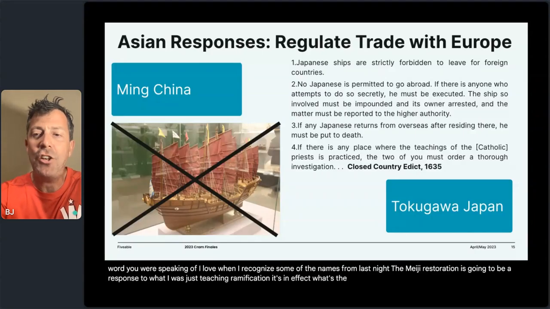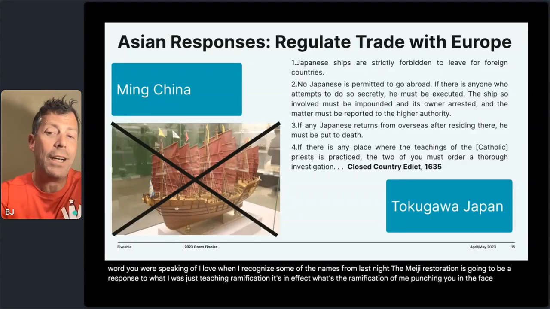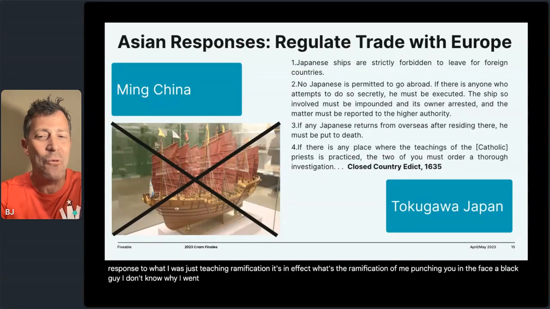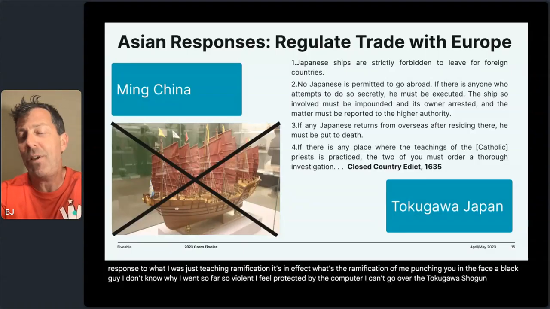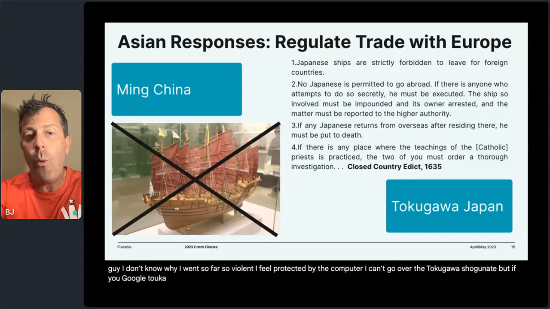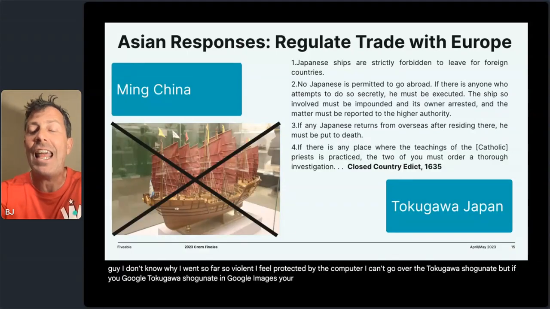What's the ramification of me punching you in the face? A black eye. I don't know why I went so violent. I feel protected by the computer. I can't go over the Tokugawa shogunate, but if you Google Tokugawa shogunate in Google Images, you're going to get a great visual. And no, Jeeve, I would never punch you.